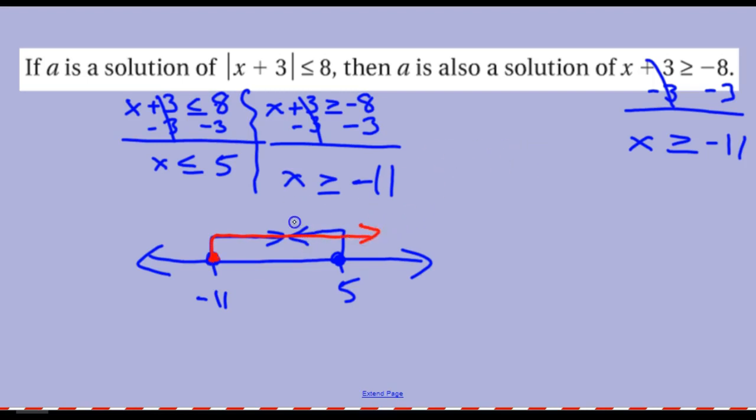Now we need to think about this, if this is true or false. We know in the first problem, x or a could be in between negative 11 and 5, so it could be like 2. Here we know that x can only be greater than or equal to negative 11. So it could be 6, but that's not true in our first problem because we know that it has to be between negative 11 and 5. So this problem is false because they're not true for each problem.